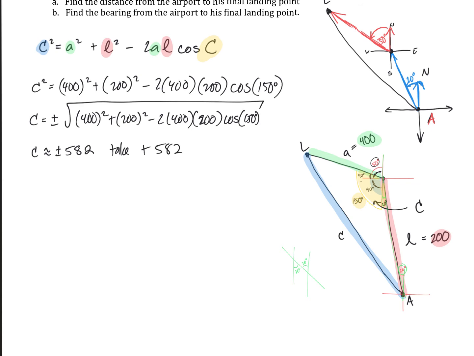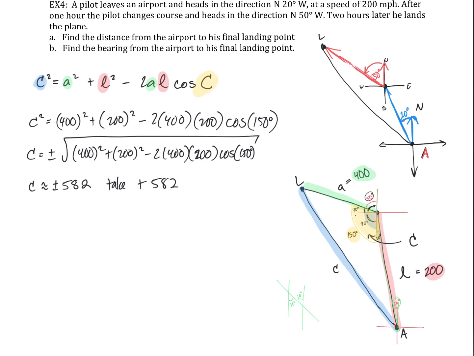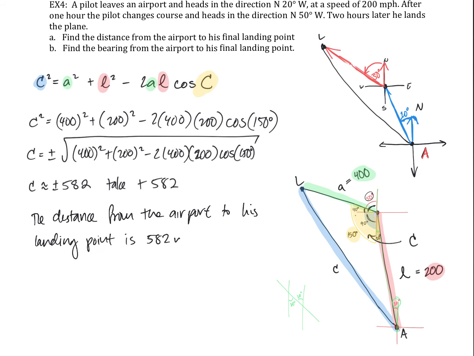So what is the answer there? The answer is the distance from the airport to his landing point is, let's see, 582 miles. Okay, alright, so we did that.